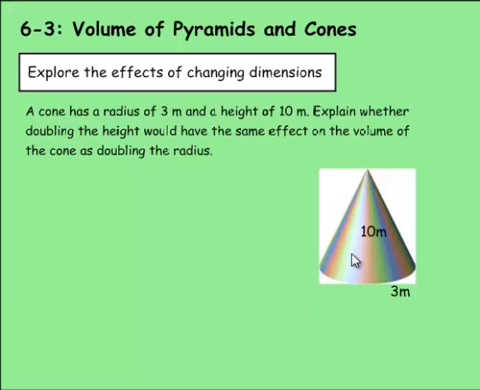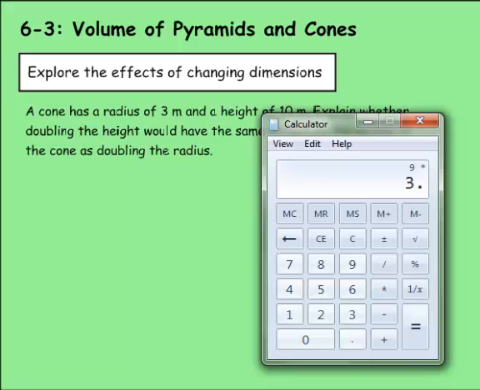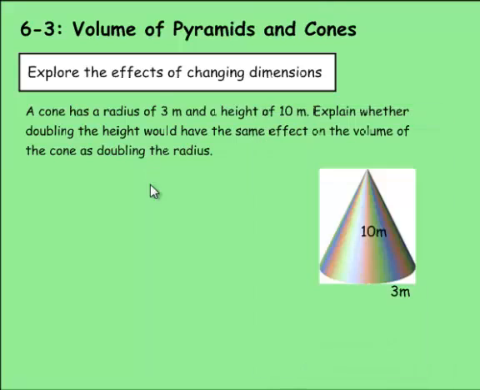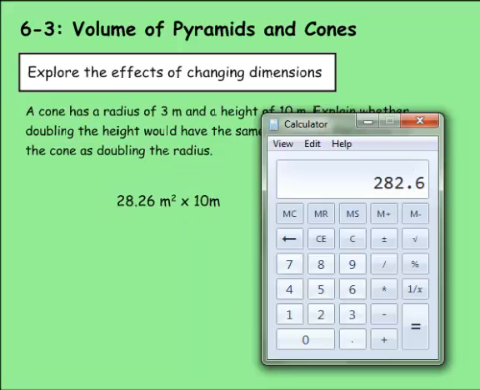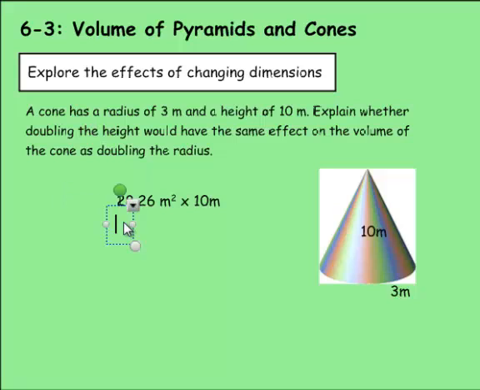Find the area of the base times the height. So the area of the circular base would be radius squared times pi. So 3 times 3 is 9, so 9 times 3.14 is 28.26 meters squared times 10 meters. And that would give us 282.6. And then the meters cubed. So there's our original volume. So we'll say volume.